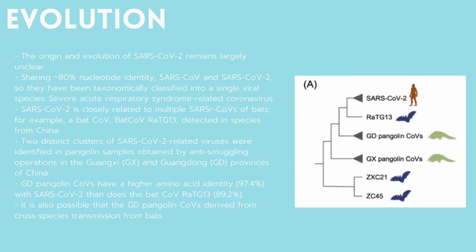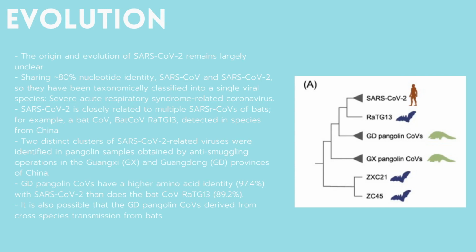SARS-CoV-2 is closely related to multiple coronaviruses of bats, for example, bat CoV RaTG13 detected in the species from China. Two distinct clusters of SARS-CoV-2 related viruses were identified in pangolin samples obtained by the anti-smuggling operations in the Guangxi and Guangdong provinces of China.